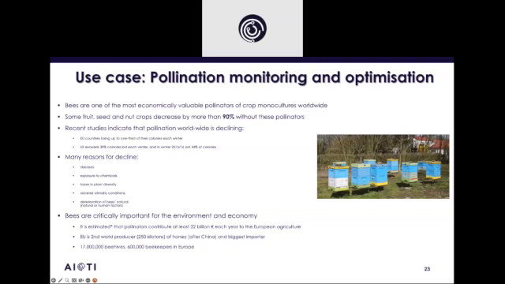Basically, while insect pollinators are essential for a healthy nature, bees are, as we know, one of the most economically valuable pollinators of crop monocultures worldwide, and yields of some fruit, seeds, and nut crops basically would decrease by more than 90% without these pollinators. So basically, bees are really critical, important for the environment, economy, as also they ensure pollination for 80% of the crops and wild plants growing in Europe.